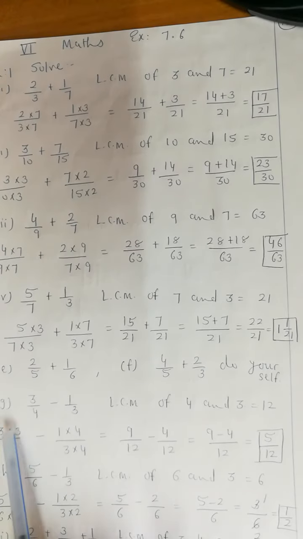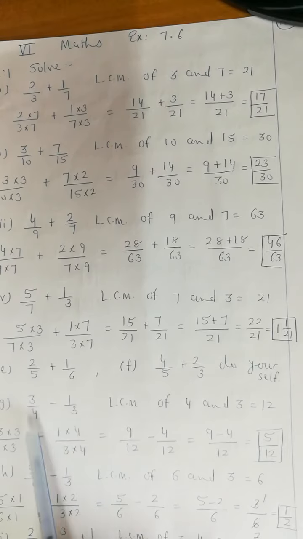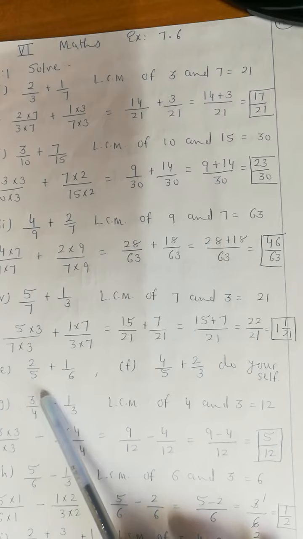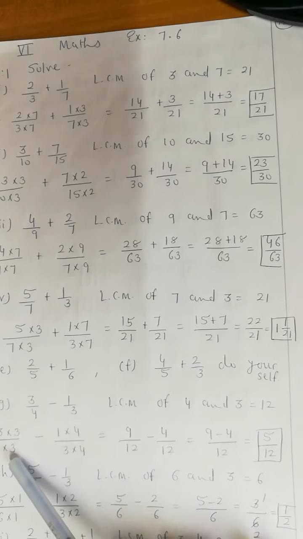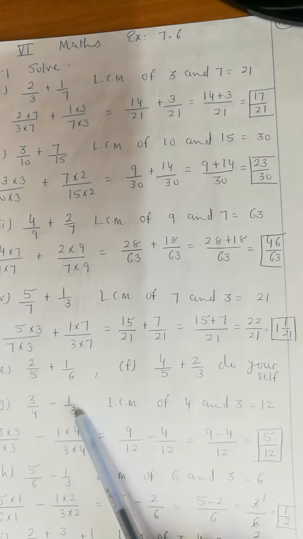Now G, 3 upon 4 minus 1 upon 3. Here also, denominators are not same. Take the LCM of 4 and 3. LCM of 4 and 3 will be 12. Now here there is 4. To get 12, multiply by 3. 3 multiply by 3 upon 4 multiply by 3. Minus, here there is 3. To get 12, you multiply by 4. 1 into 4 upon 3 into 4.